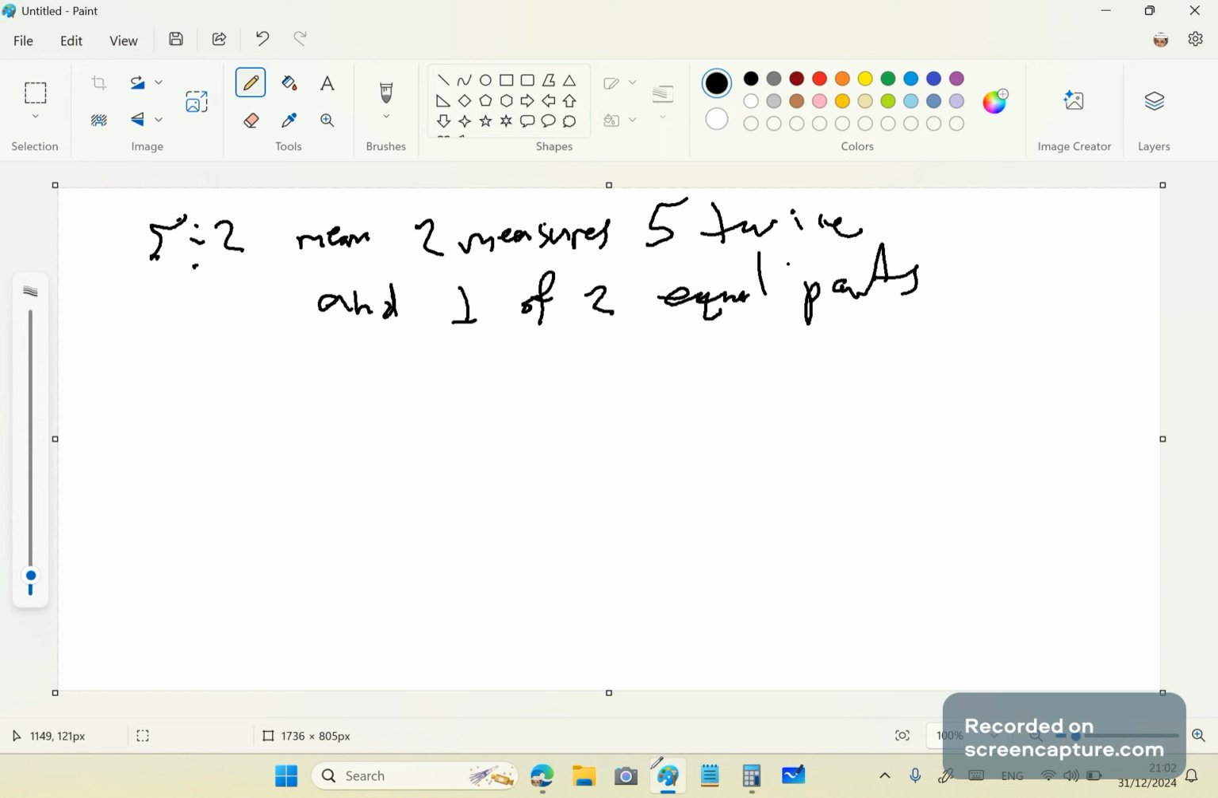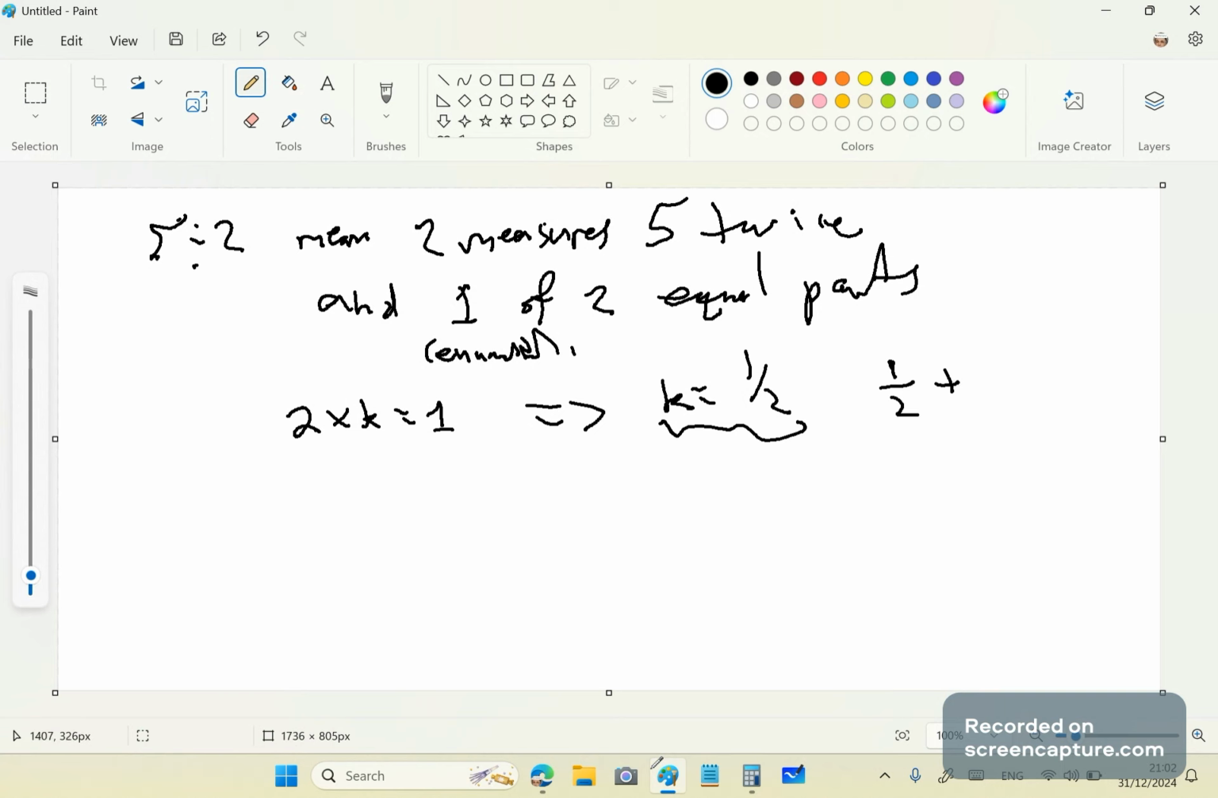So we've got an enumerator here. This one is the enumerator. So basically what this boils down to is that 2 times k is equal to 1, which implies that k is equal to a half. And a half is an equal part of 1. Okay, this is an equal part of 1. Why? Because a half plus a half is equal to 1, right?